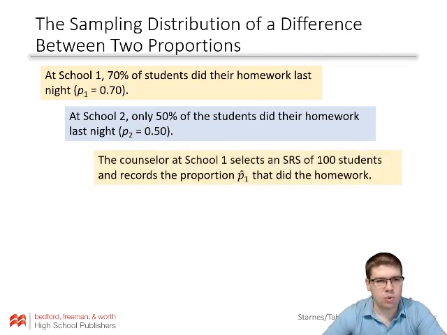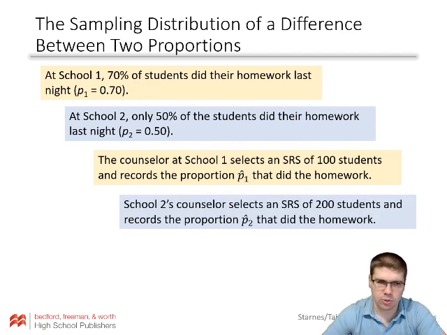So the counselor at school 1 selects a simple random sample of 100 students and records the proportion that did their homework. So that's p hat sub 1. So a sample from school 1, a sample proportion. And then we're going to also do the same for school 2. School 2's counselor selects a simple random sample of a different size, 200 students, and records the proportion that did the homework.